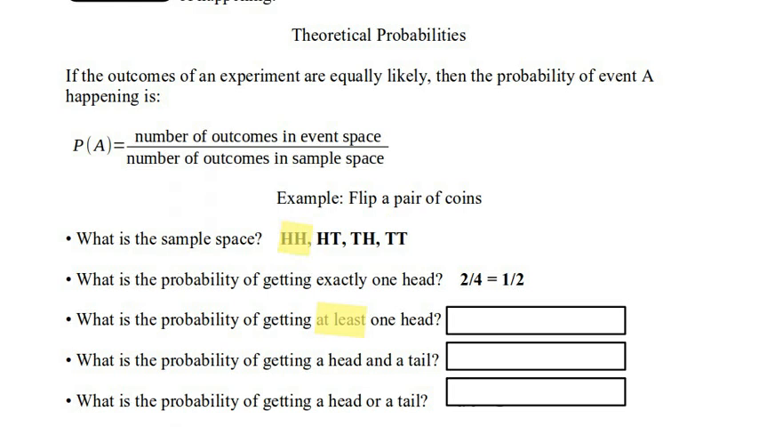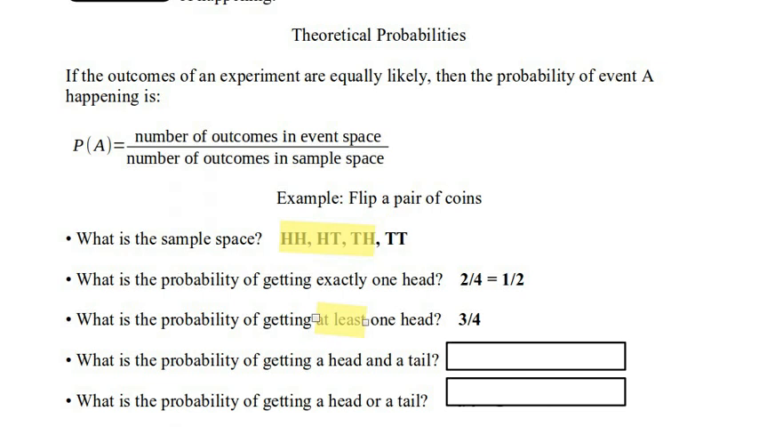So that means of the four in our sample space, 3 of them have at least one head. So I've highlighted those 3. So of the 4, 3 are in our event space. So 3/4, which we can't simplify. So 3/4 because we're now looking at least one head.